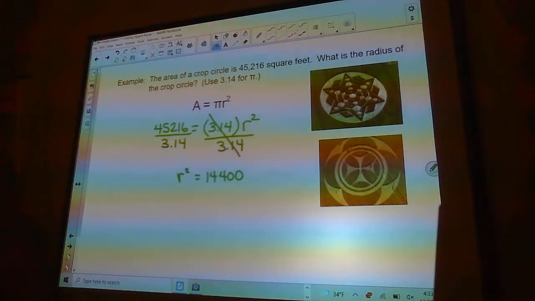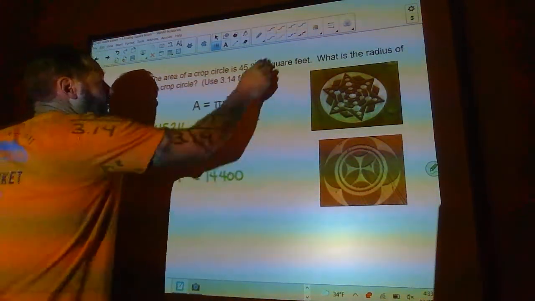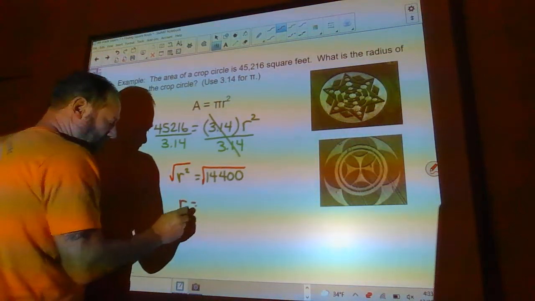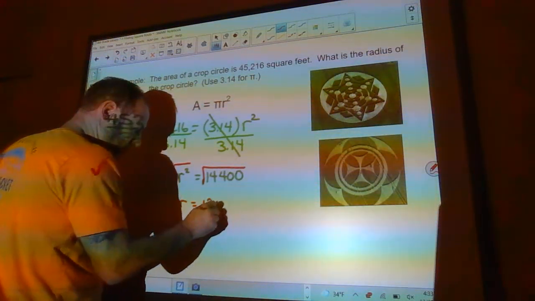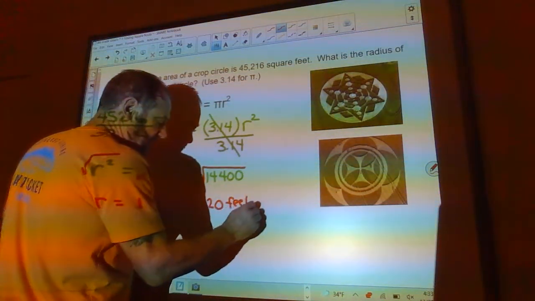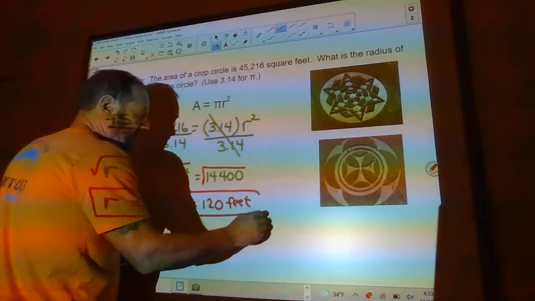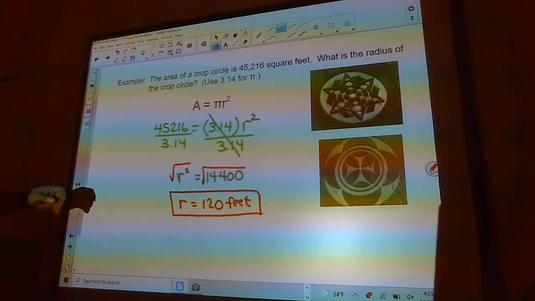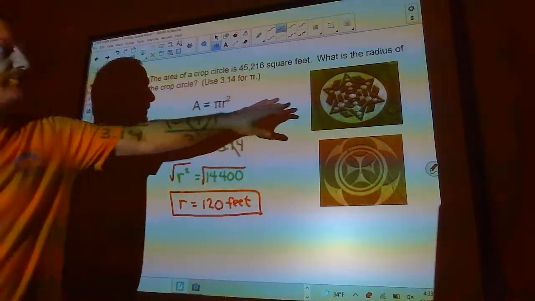Okay, and then we're going to square root that. It's going to be our next step. And r is going to be 120, and that's going to be in feet. I know it's going to be in feet, and I need the units, because it told me that the area was in square feet. Some beautiful crop circles right there.